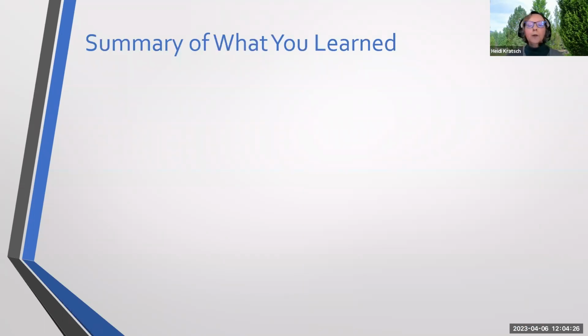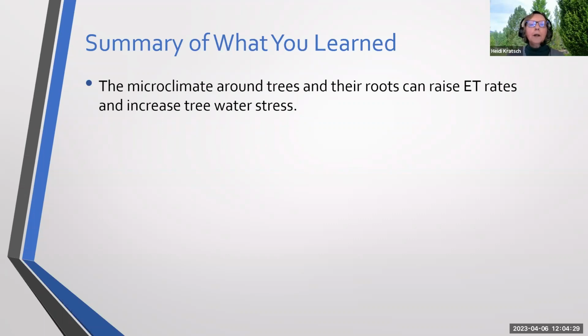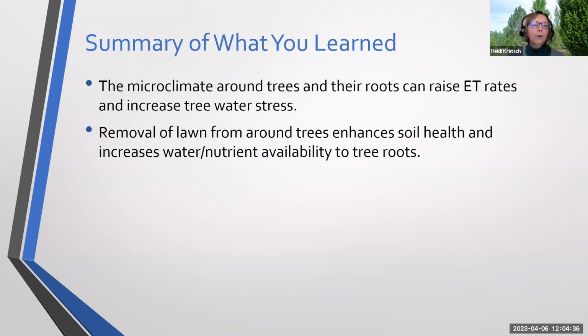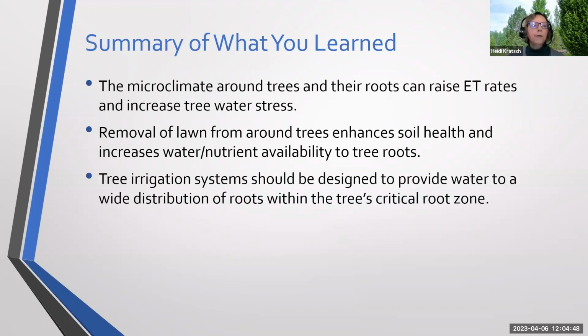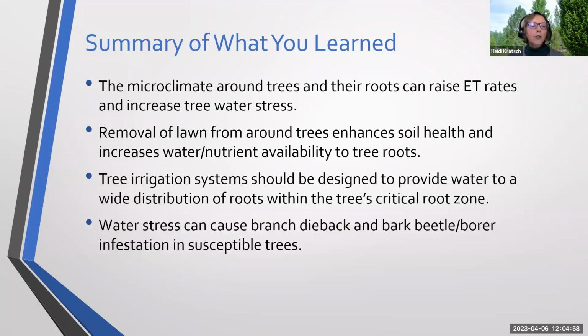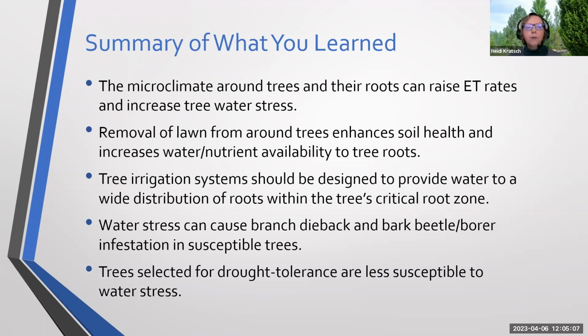So finally, a summary of what you've learned today. The microclimate around trees and their roots can raise evapotranspiration rates and increase tree water stress. But removal of lawn from around your trees can enhance the soil health, minimize competition from turf grass, and increase water and nutrient availability to your tree roots. Tree irrigation systems should be designed to provide water to a wide distribution within the tree's critical root zone, and water stress can cause branch dieback and bark beetle and borer infestation in some susceptible tree species. And finally, trees that are selected for drought tolerance are less susceptible to water stress.